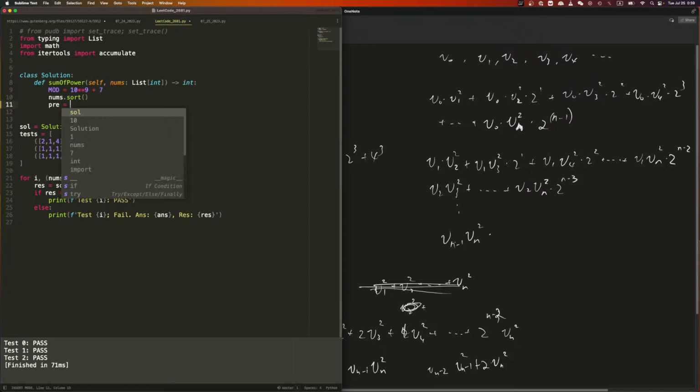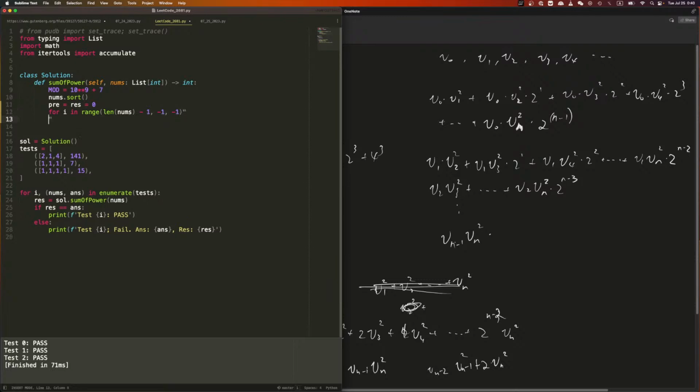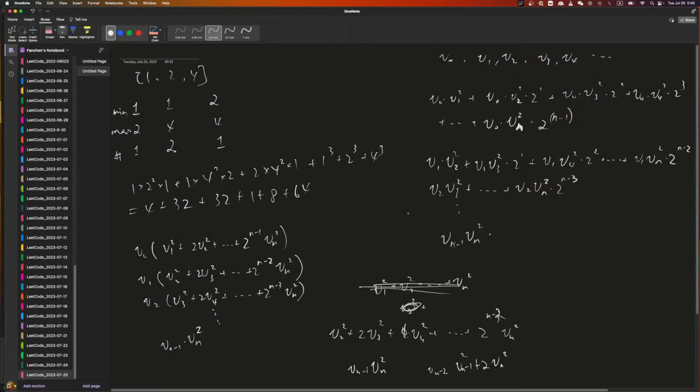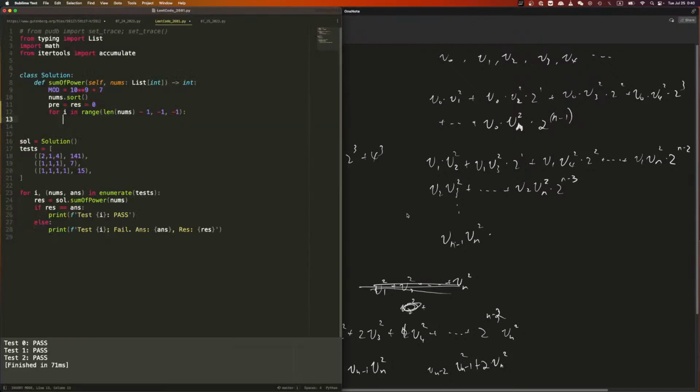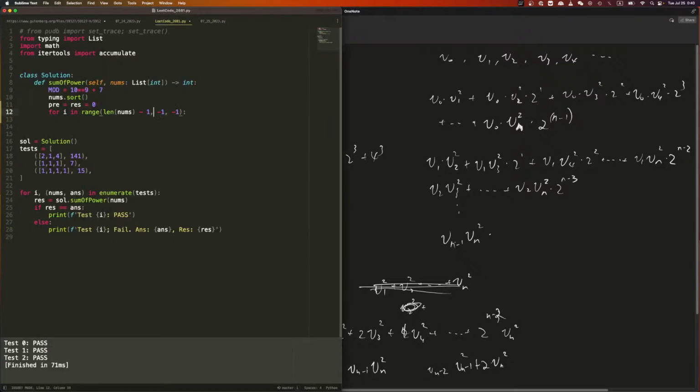So pre equal to 0, res equal to 0. And for i in range from len(nums) minus 1 down, step minus 1. Actually, we have to consider how far we go, because we're starting from this, and then we will add this. So actually, I'm going to say all the way to 0.